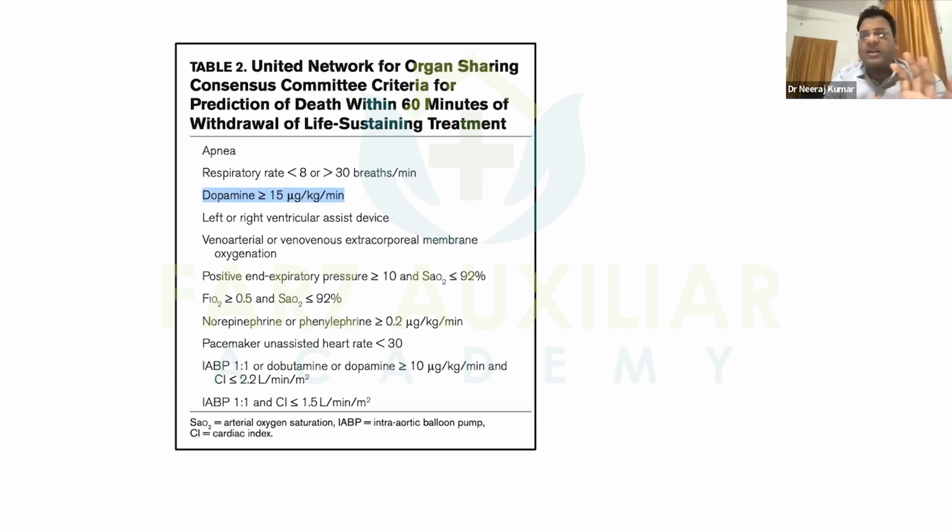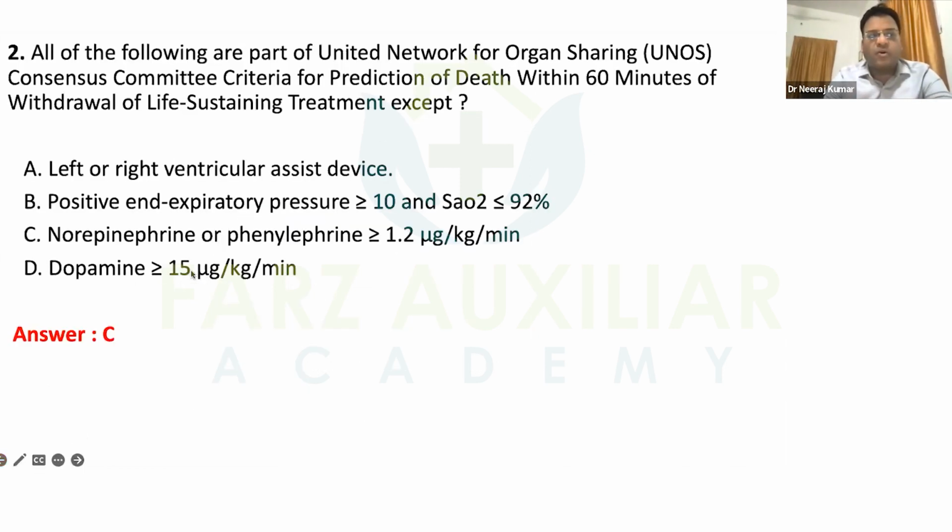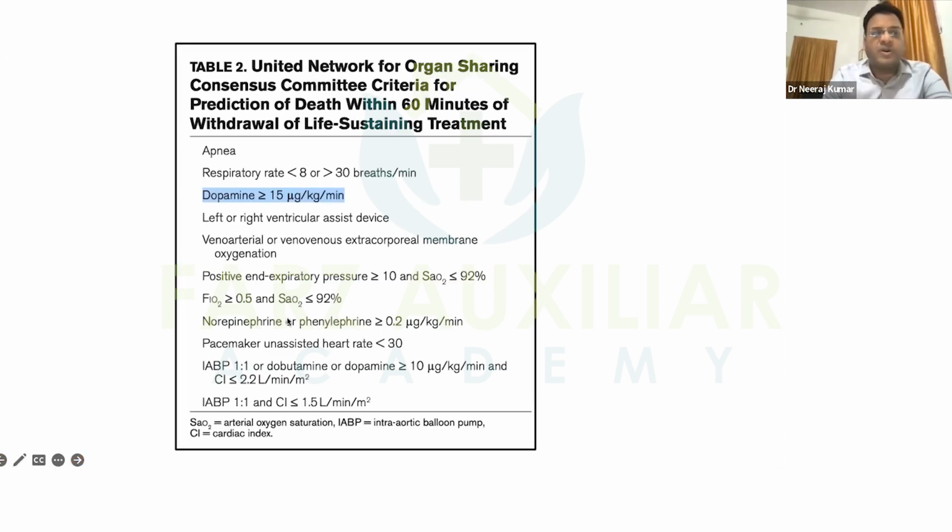So if you know the criteria, you can easily make those options. And that dopamine is more than 50 microgram per kg body weight per minute. So again, you can see that dopamine is more than 15 microgram per kg body weight per minute. So this is UNOS criteria.